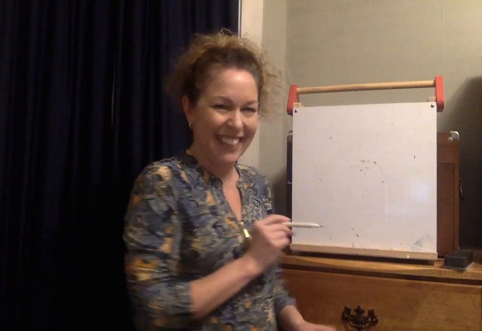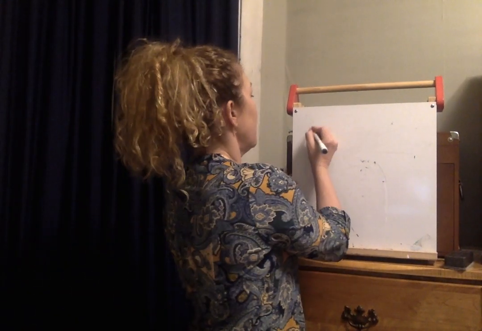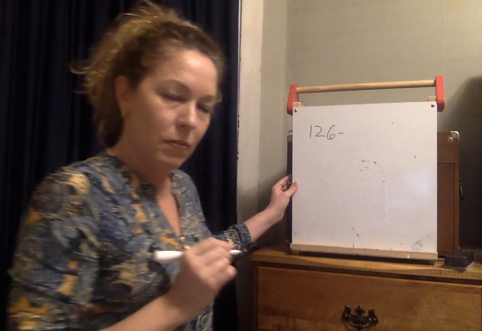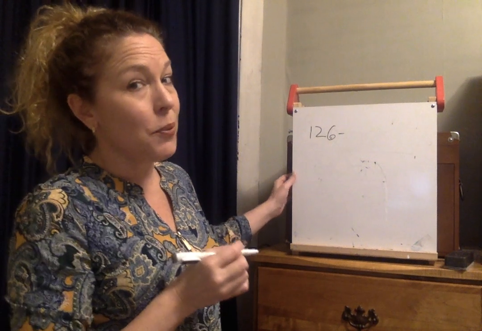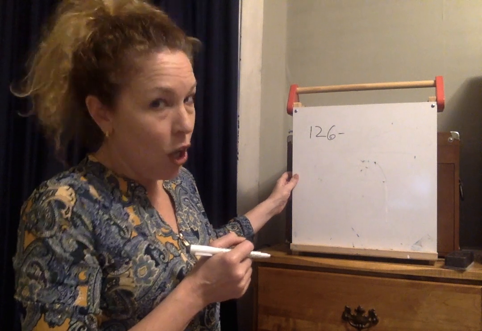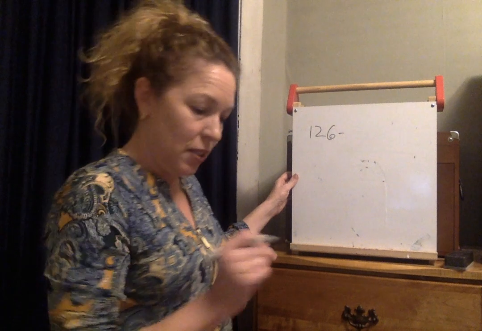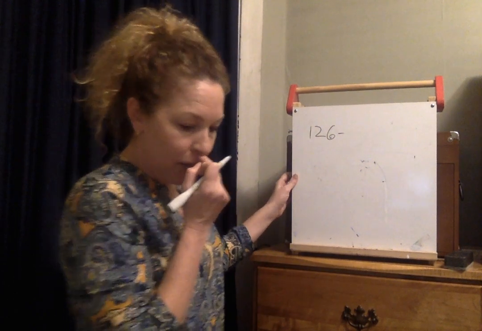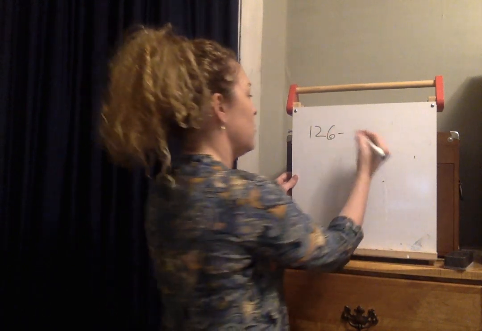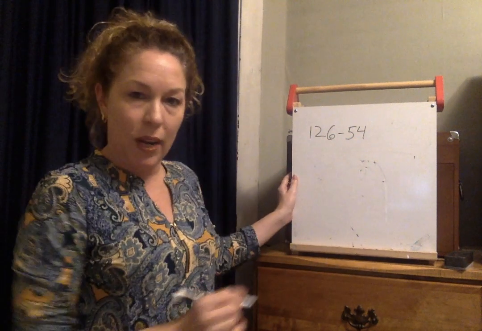Pause it, and then come back. So Frida started with 126 tokens. Make sure you're writing your sixes the right way. Don't write them backwards. Don't write your twos backwards. Write all your numbers the right direction, even if they're sloppy like Miss Mouchon's. 126, and she used or paid 54 tokens. So that's your number sentence, right?